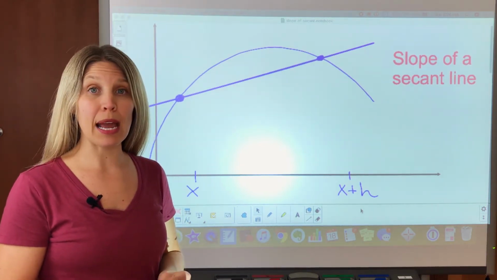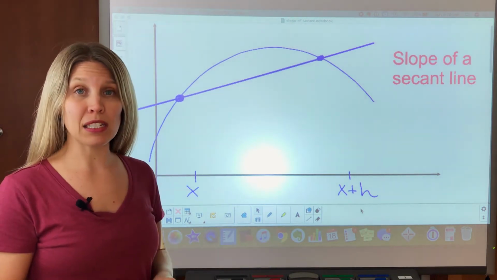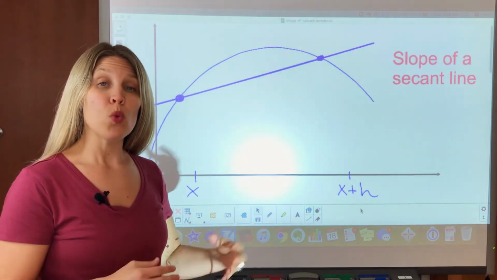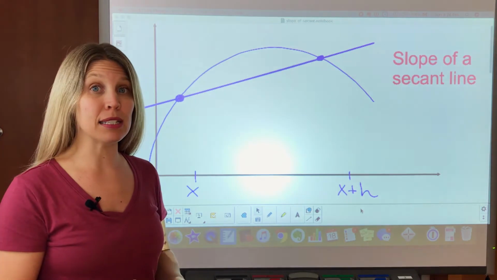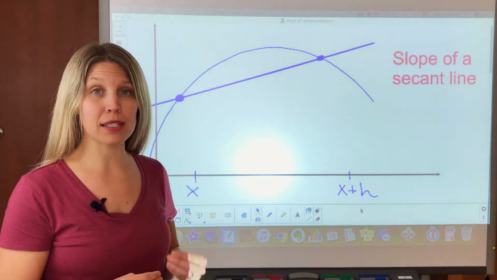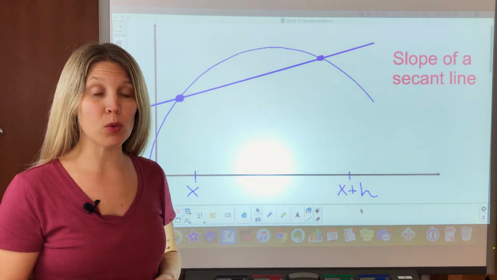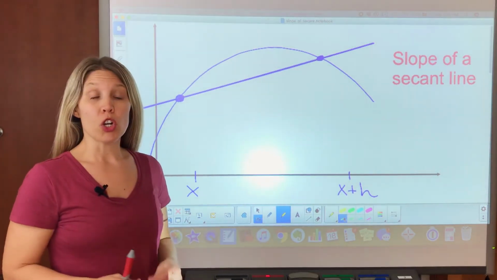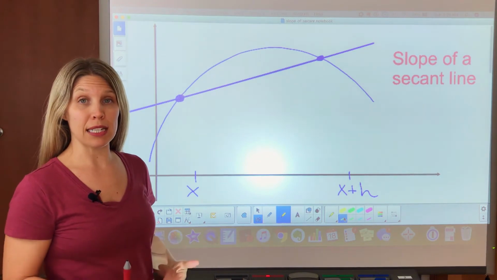What we want to happen is that second x value, where it says x plus h, we want to get it to where h is heading to 0. So it's getting closer and closer to our initial x value. And let me show you what that's going to look like. Currently we have 2 dots and a secant line going through.